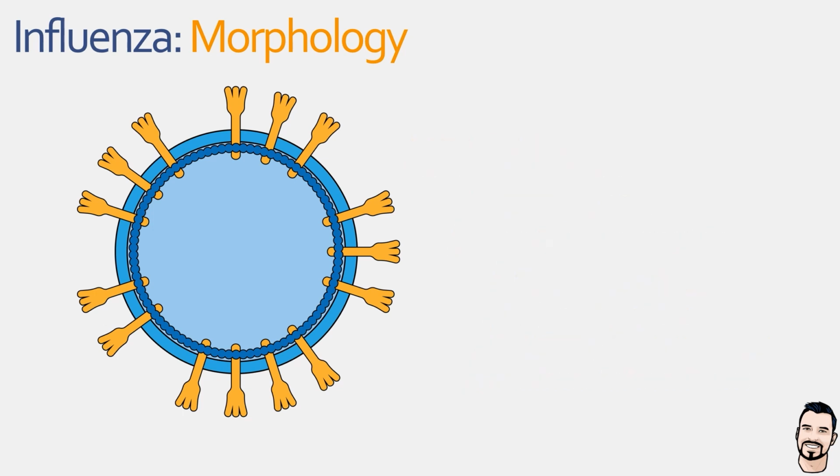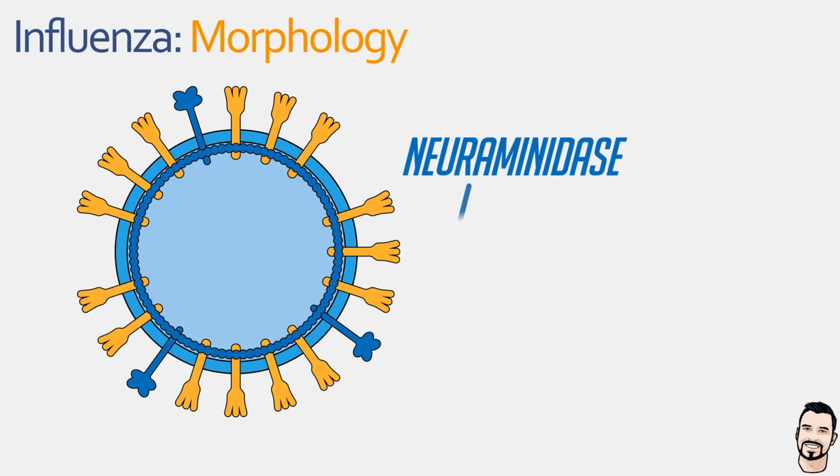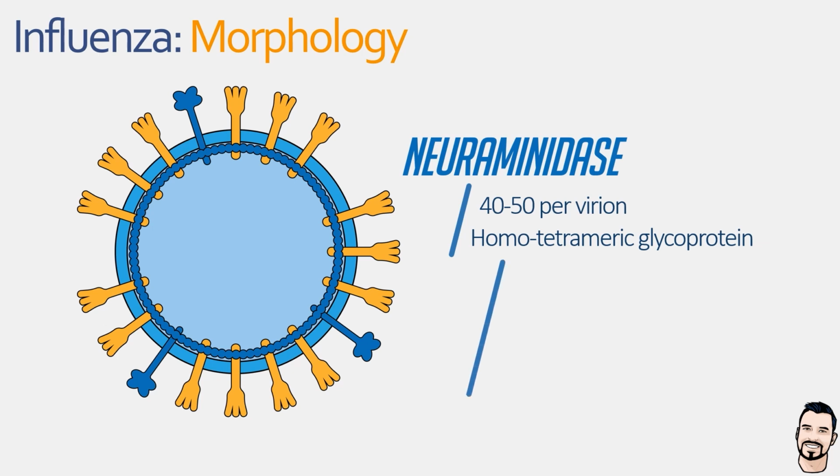The next surface protein is neuraminidase, of which there are around 40 to 50 of these per virus. And our neuraminidase has a homotetrameric structure, meaning it is composed of 4 identical subunits made of various carbohydrates and amino acids. Now, just like our hemagglutinin, the structure of one neuraminidase can differ to another, resulting in 11 different subtypes of this protein, which again affects various properties. And again, as an outward-facing protein, it has antigenic properties.